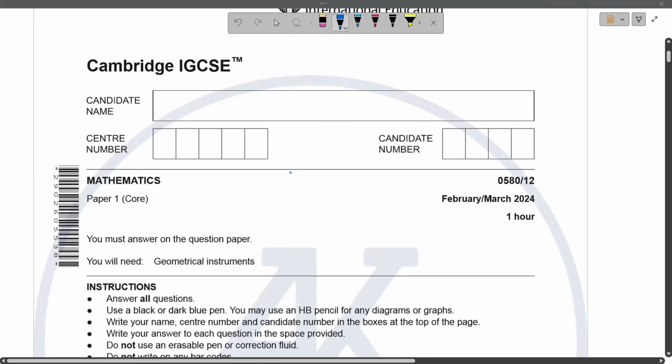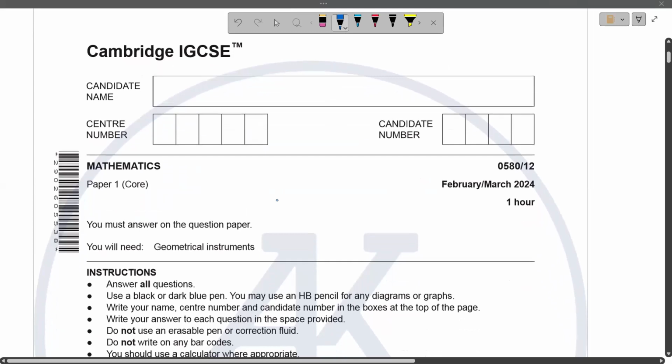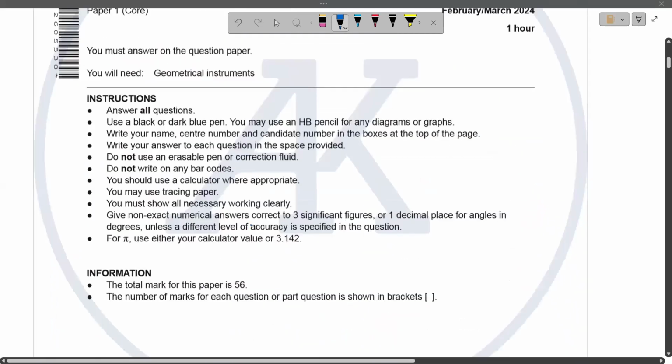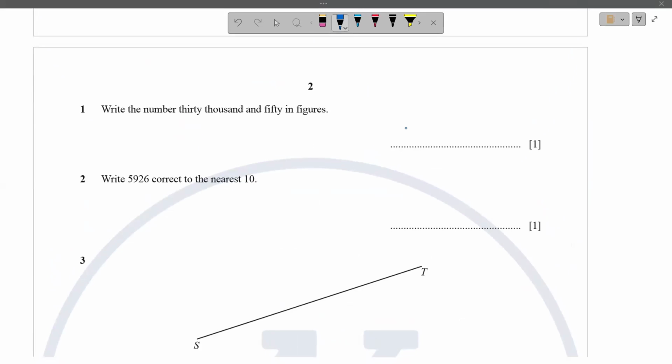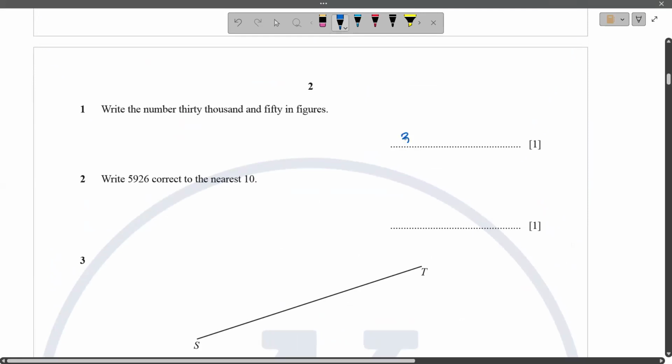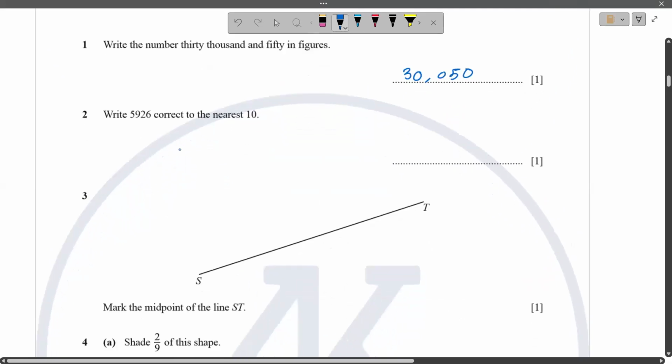This exam is 2024 February March for IGCSE code 0580, paper 1. Write the number 30,050 in figures. 30,050.